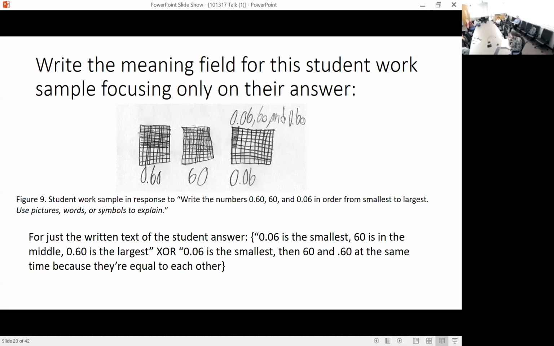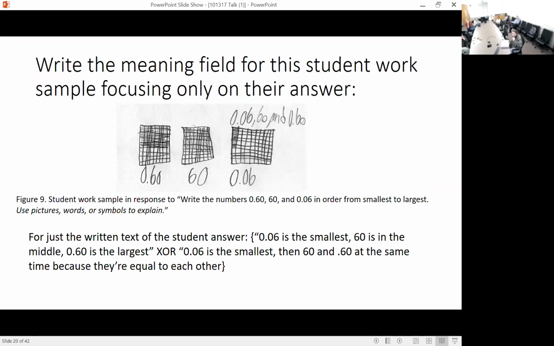Okay. Here's the whole image. And as you can see, the child represented 6/10 and 60 as equivalent. And when asked to order the quantities, the kid thinks it's clear that 6/100 was the smallest, but since 6/10 and 60 looked the same, the child decided that 6/10 was larger than 60.